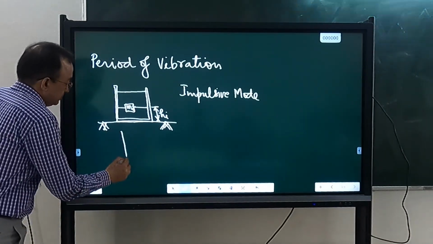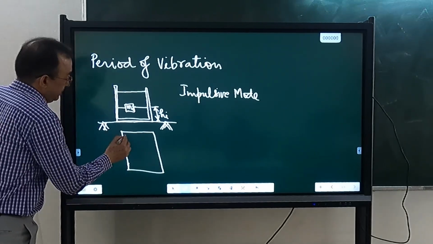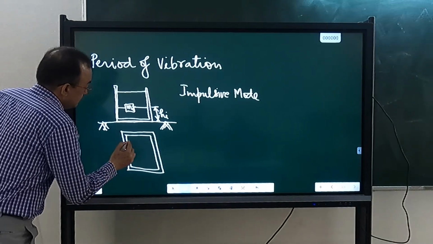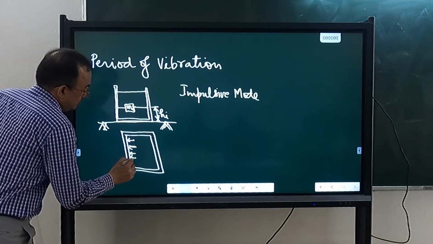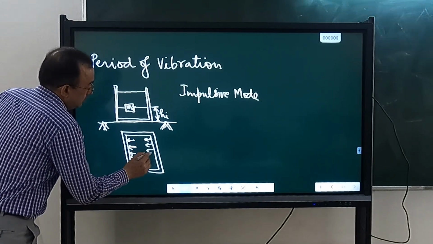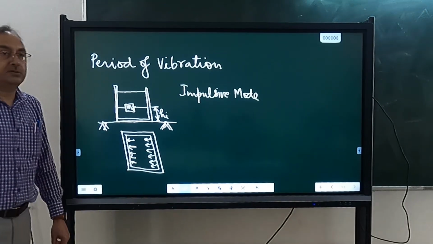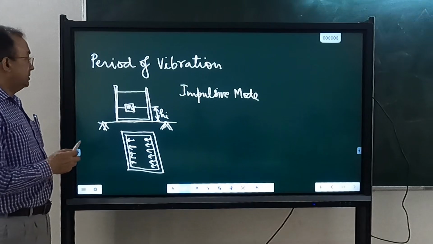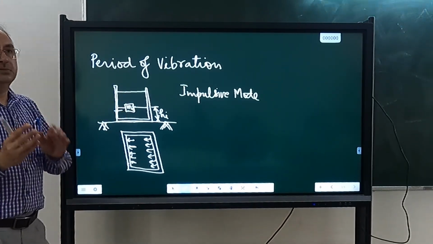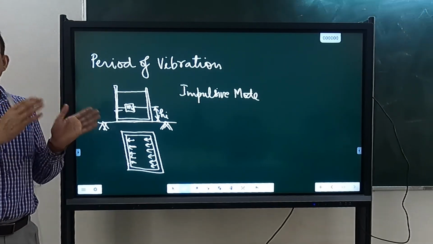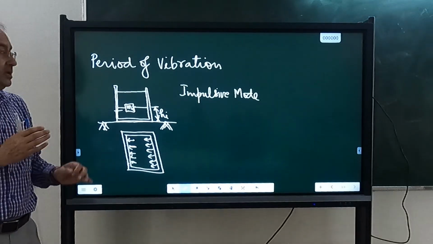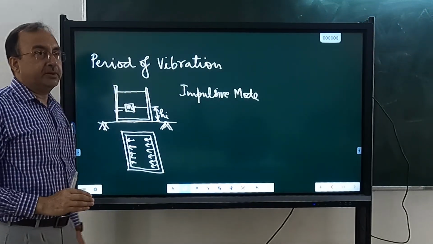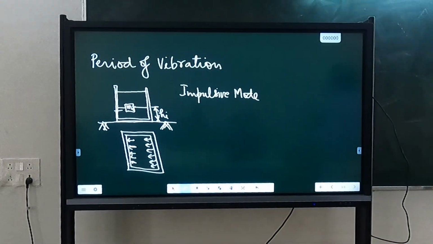Suppose it is a rectangular plan like that. So on this wall, it is acting like this. On this wall, it is acting like this. So how can you calculate the period of vibration of this? This wall under this pressure and its own inertia force will start vibrating. Okay, so this wall will vibrate under this Mi and its own inertia force. Let us say the mass of the wall is Mw.